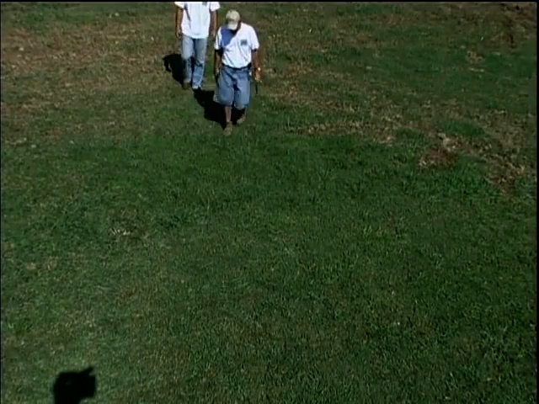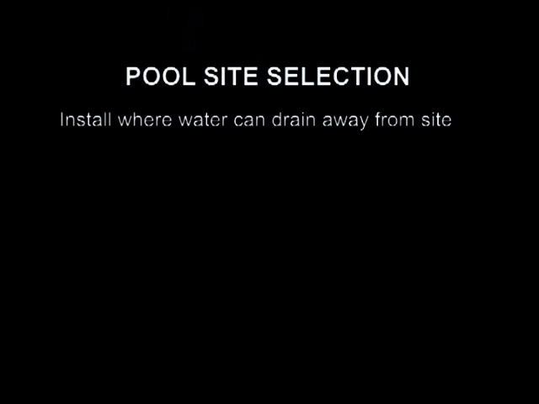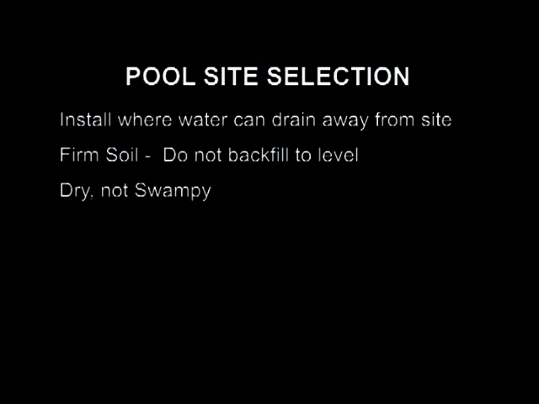Every below-grade pool installation begins with the site selection. Where the pool will be installed must be carefully considered. The pool should be installed where water can drain away from the site to help avoid runoff toward the deck and pool. When selecting a site, you should consider areas that have the following qualities: firm soil, do not backfill to level; dry, not swampy.